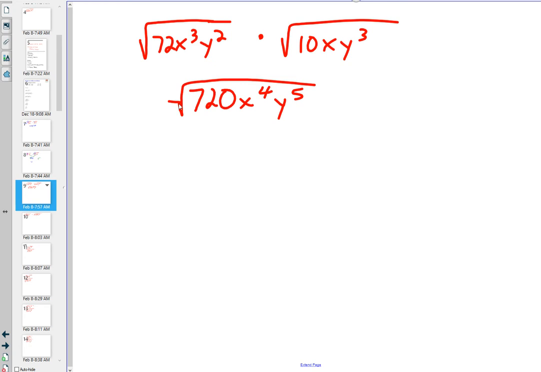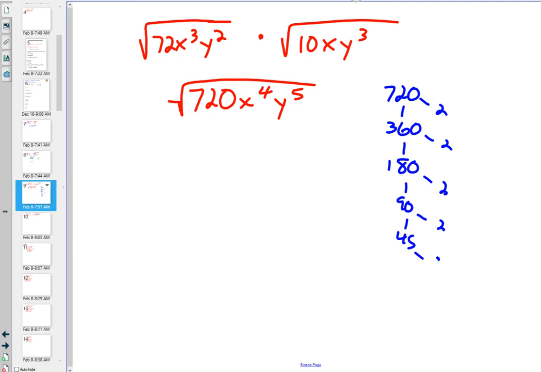Maybe your calculator has a multi-line display with MathPrint. It'll take the square root of 720 for you and give it to you in the simplest radical form. But if not, you have to do a tree. Do a tree with 720, bring out pairs.